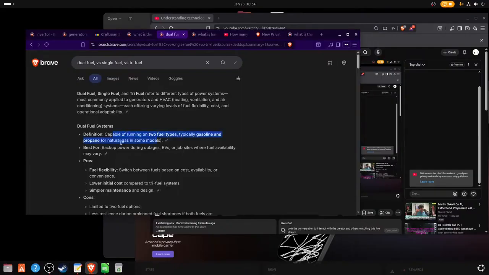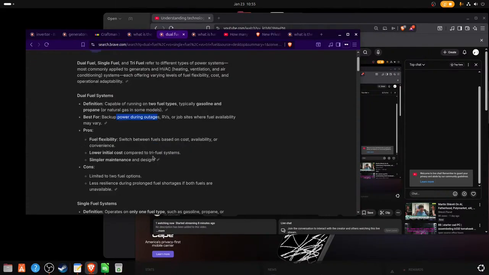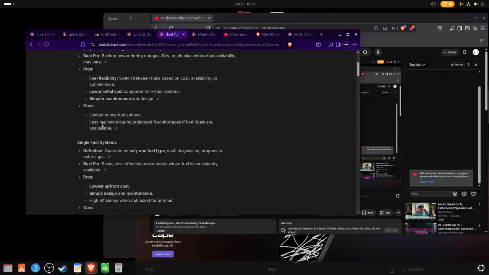Okay, capable of running two fuel types including gasoline and propane. Interesting. Best for backup power outages, RVs, job sites, and where fuel availability may vary. Pros: switch between fuels based on cost, availability, or convenience. I do like this idea. Lower initial cost to try fuel systems. Cons: limited fuel options, less resilience during prolonged fuel shortages if both fuels are unavailable. I don't really understand that. If both fuels are unavailable, wouldn't it, like, less resilience? What does that even mean?